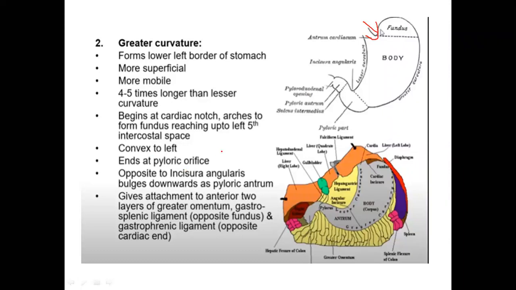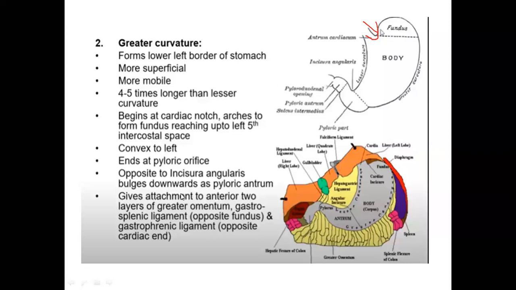The stomach starts at the esophageal junction and ends at the pyloric orifice. It is opposite to the incisura angularis, as it bulges downward as the pyloric antrum. So this is the incisura angularis, and it now goes downward in the direction of the pylorus, which begins the duodenum, or small intestine, we can say.